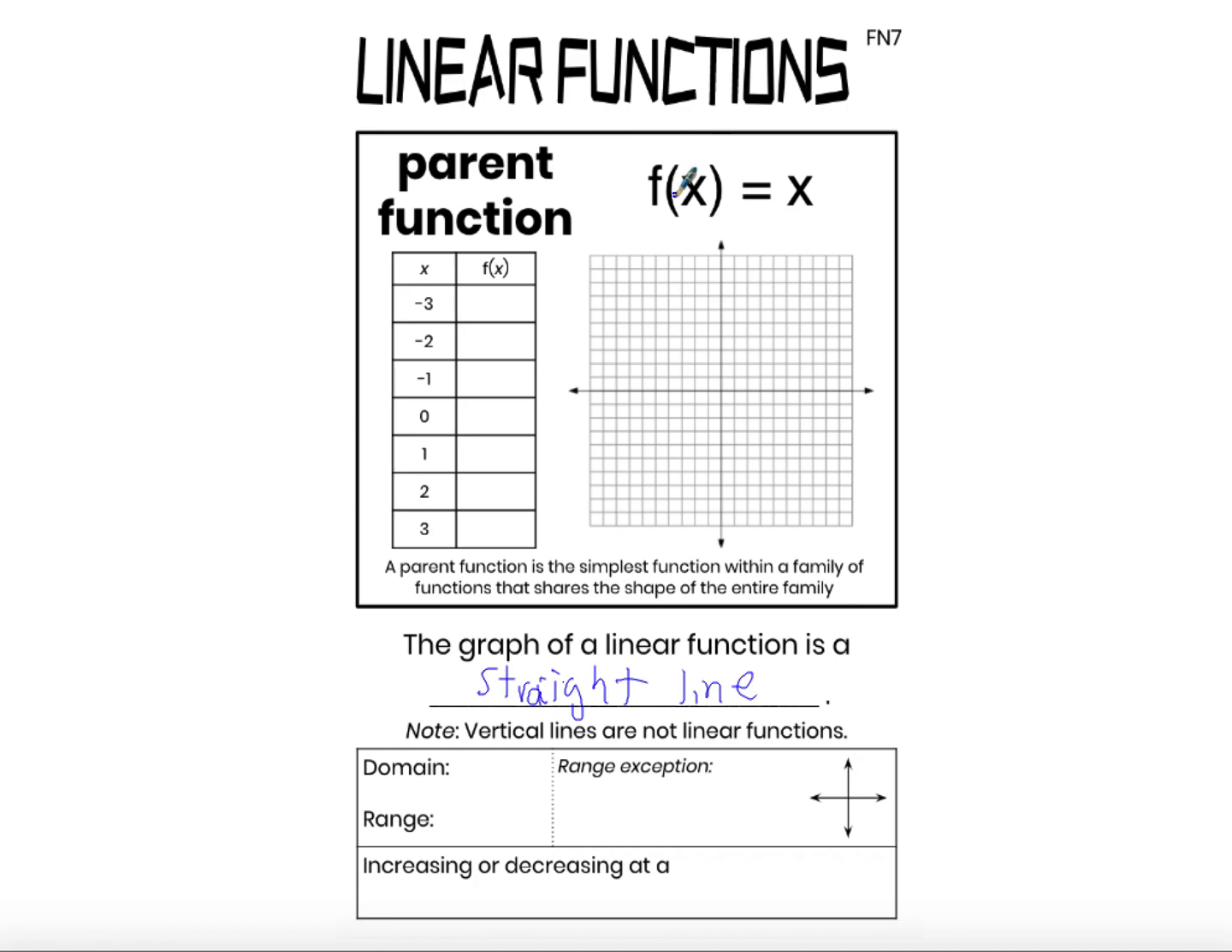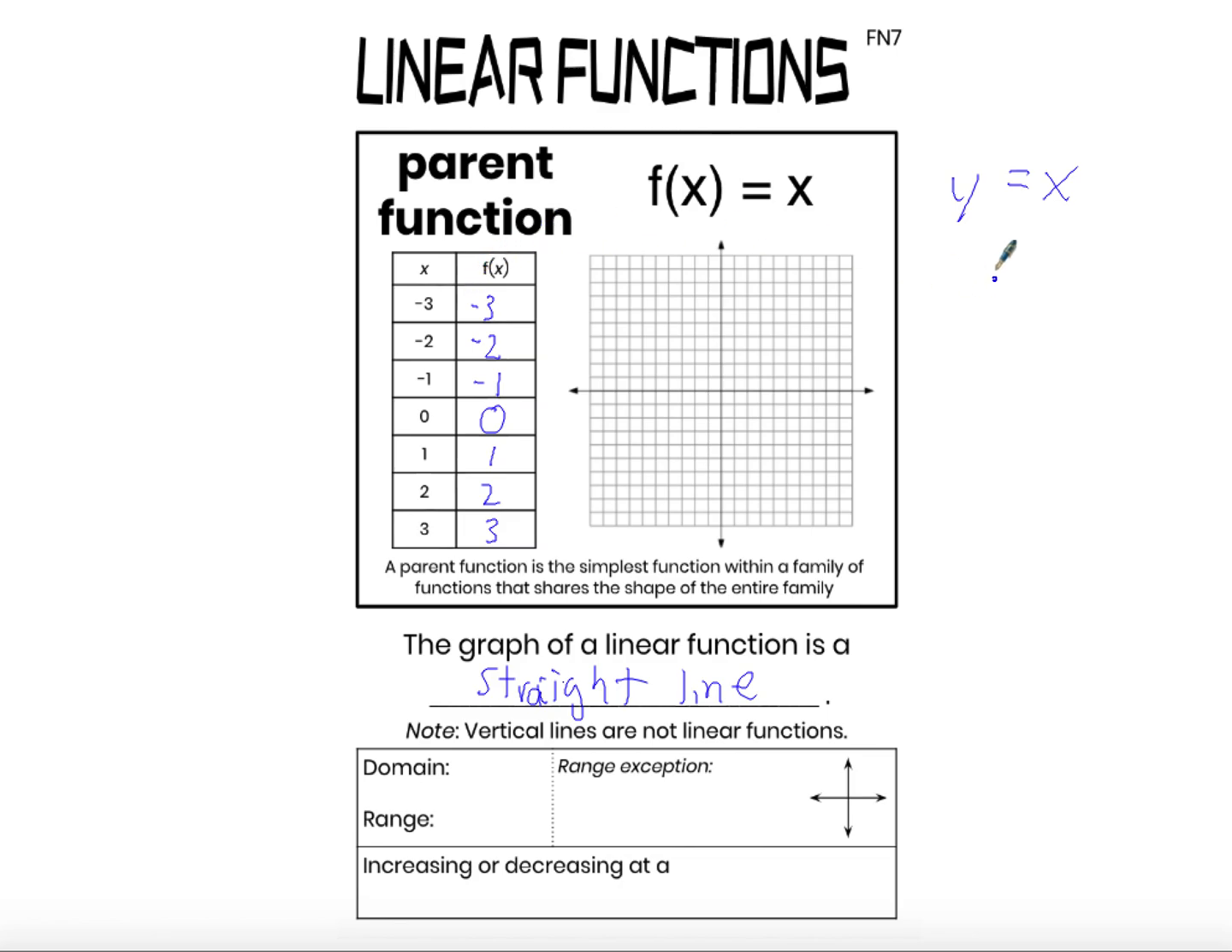And that's going to be the function rule f of x equals x, which we would have written as y equals x before we knew function notation. Y equals x just means the value of the output f of x is the same as the value of the input. If the input's -3, the output's -3. Input is -1, output is -1, and so on. Input is 2, output is 2.